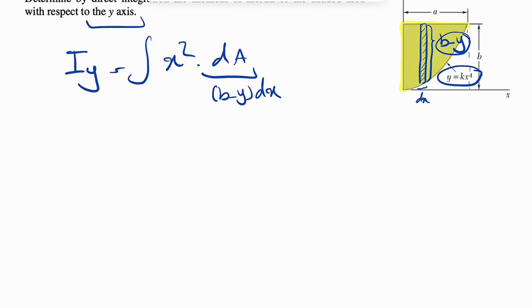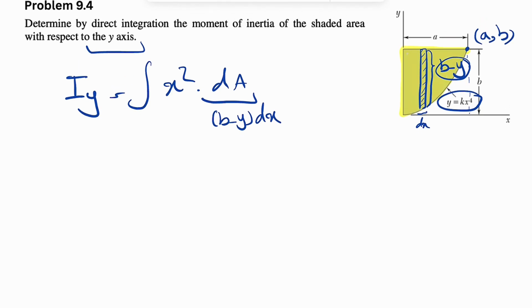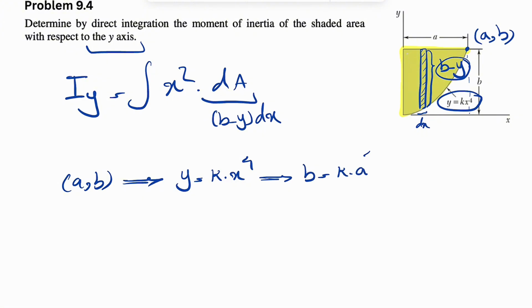And we already have the y in here, which is k times x to the 4. For finding that constant k, we're just going to put the coordinates of this point, where the x is a and our y is b. So if we put the coordinates a, b into our equation, what we get is b is equal to k times a to the 4. So now we have k, which is b over a to the 4.